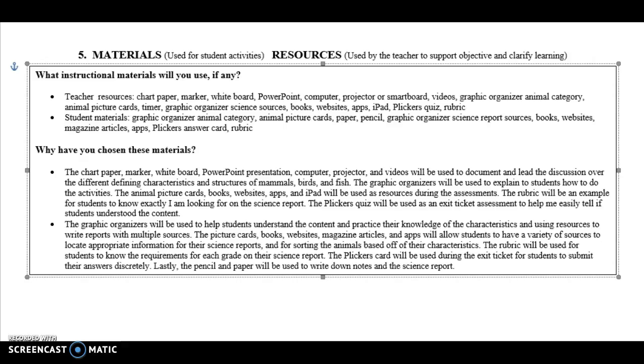Why have you chosen these materials? The chart paper, marker, whiteboard, PowerPoint presentation, computer projector, and videos will be used to document and lead the discussion over the different defining characteristics and structures of mammals, birds, and fish. The graphic organizers will be used to explain to students how to do the activities.